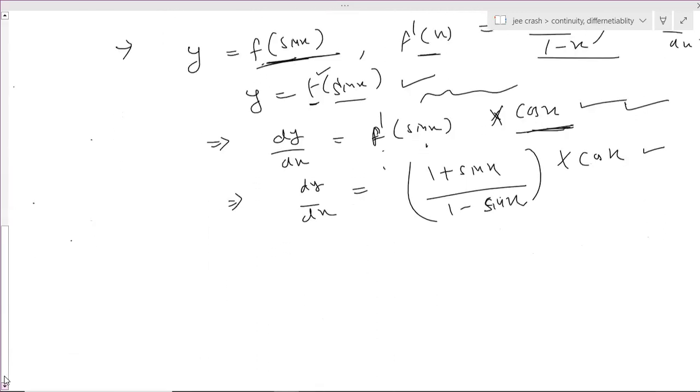So let me give you a question just to see if you all are clear about this. Sine of cos of e to the power sine x. Can you please differentiate this? I'll give you 2 minutes. Even 2 minutes is more than enough.